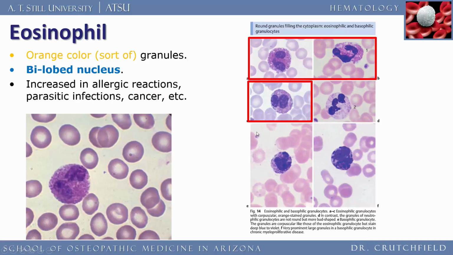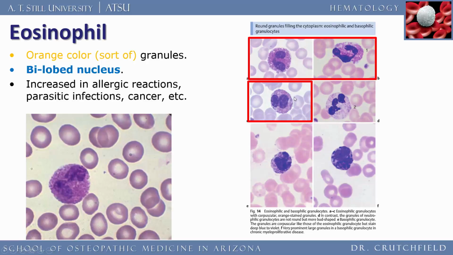So let's take a look at an eosinophil. I mentioned earlier that these guys are often seen in allergic reactions, parasitic infections, cancer, etc. Here's a nice picture of an eosinophil. It's granulated, lots of little granules. They say that it stains an orange or a red color. If we look at these guys here, if you use your imagination, you can see a lot of granules in this cytoplasm. Here you have a bilobed nucleus. I'm not sure that I'm smart enough to tell you that that's not a segmented neutrophil, but this one's definitely bilobed.